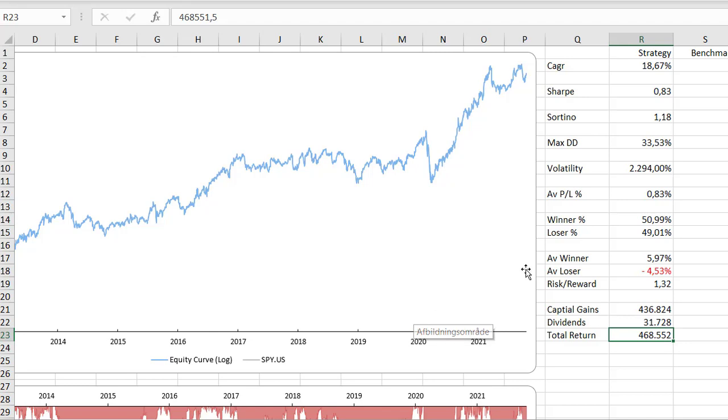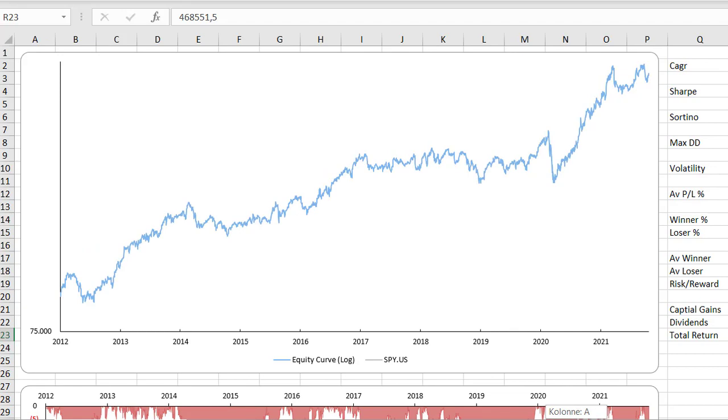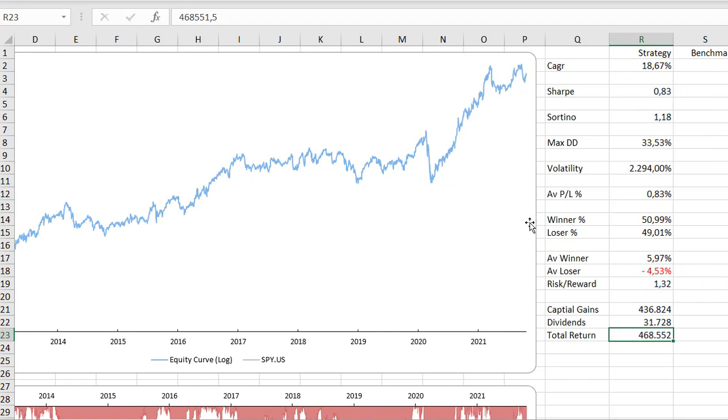Now, what can we see here? Well, you can't see the entire graph, but it starts out here in 2012 with $100,000 in it. And here, after 9 years, it had been making 18.7% per year in CAGR, compound annual growth rate. Now, 18.7% over the last 9 years, I think that is something most investors would be quite pleased with, at least with an automated strategy like this.